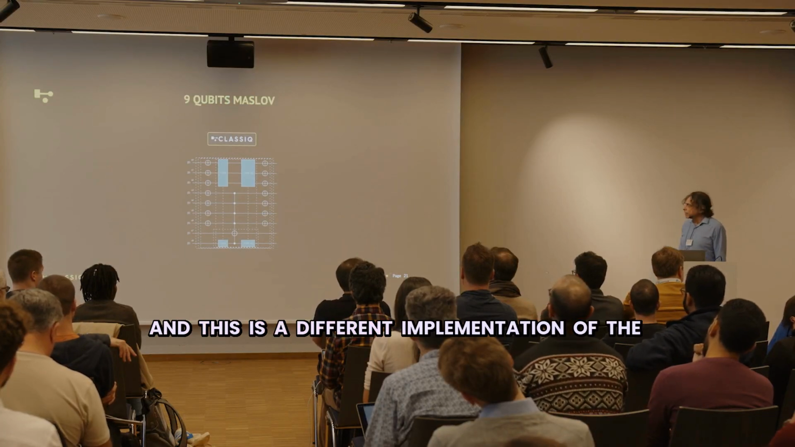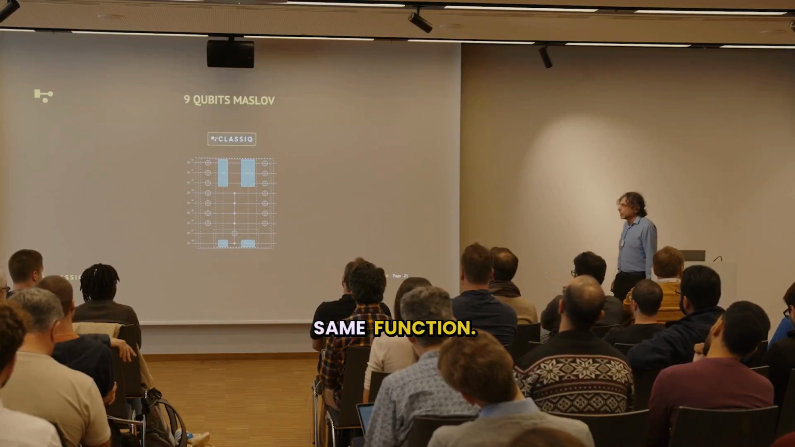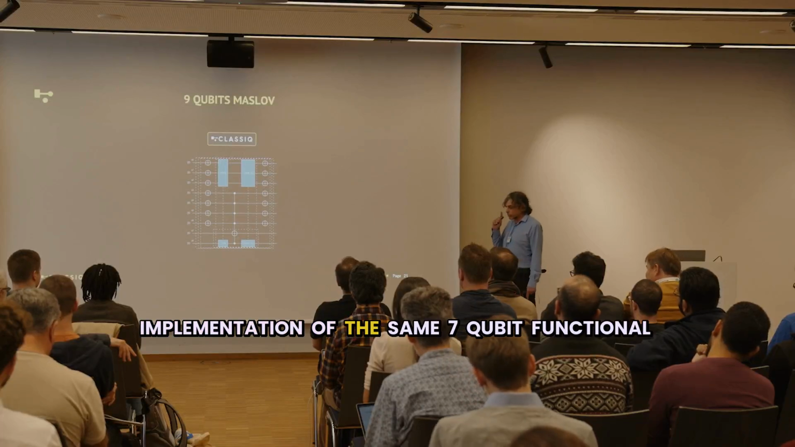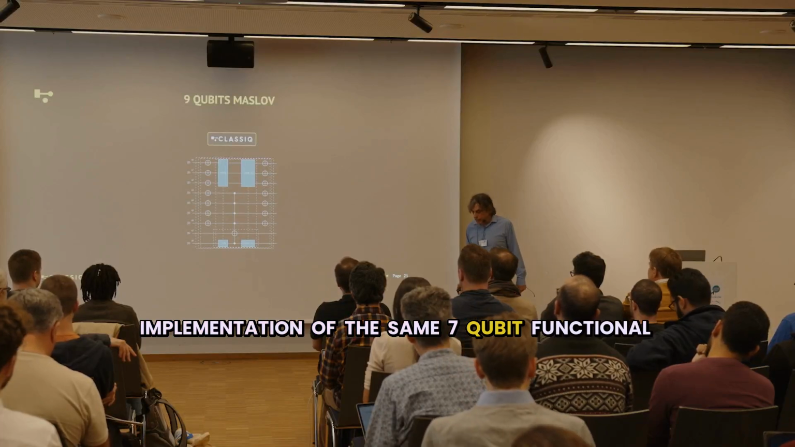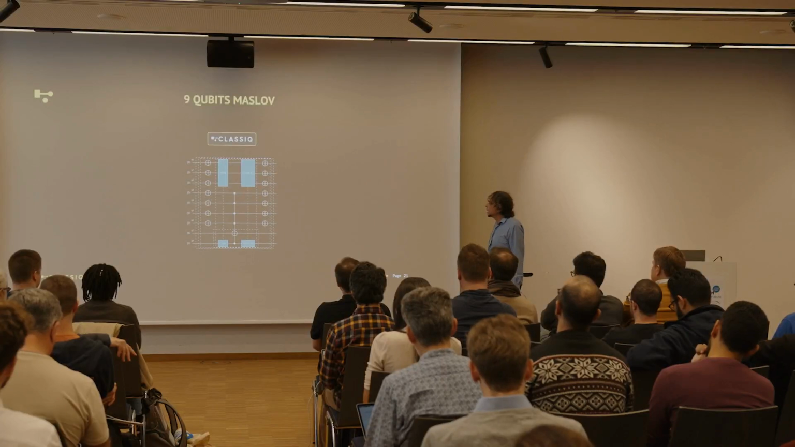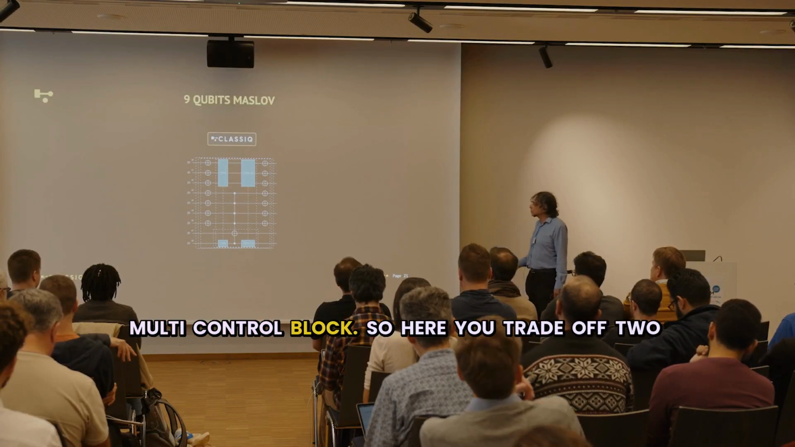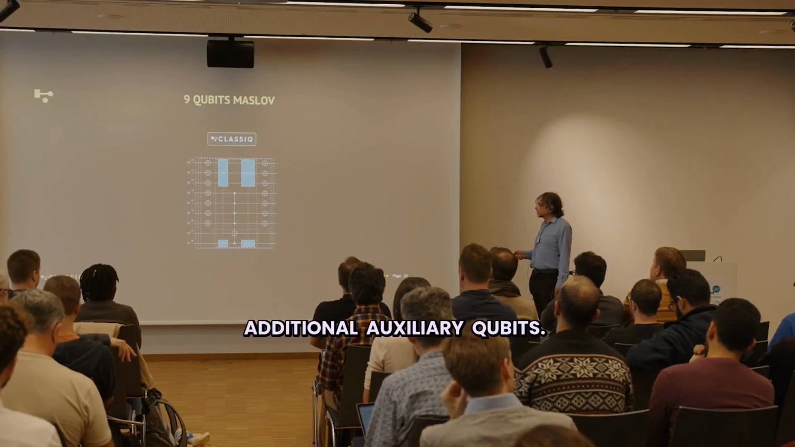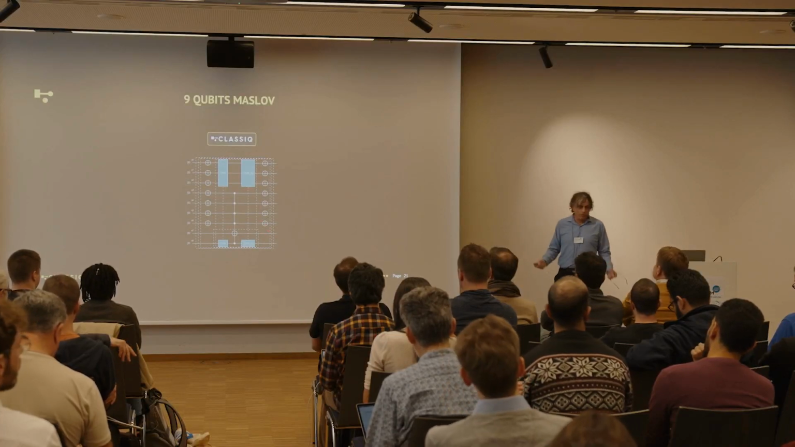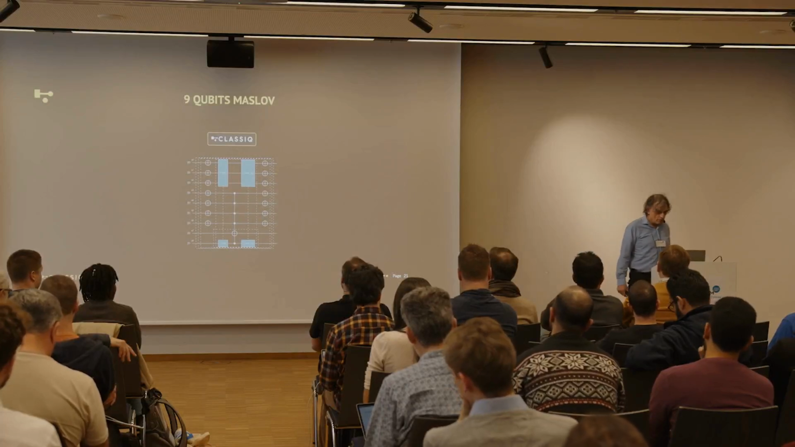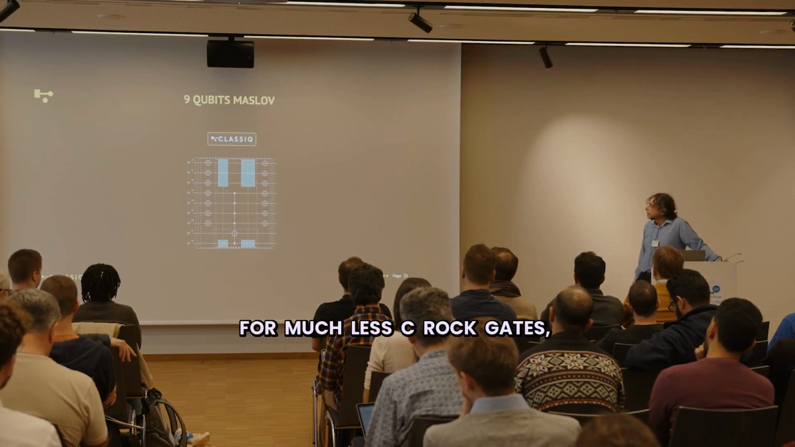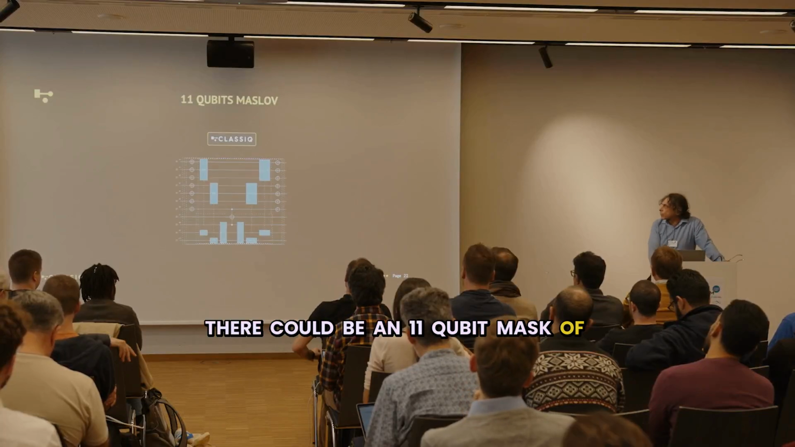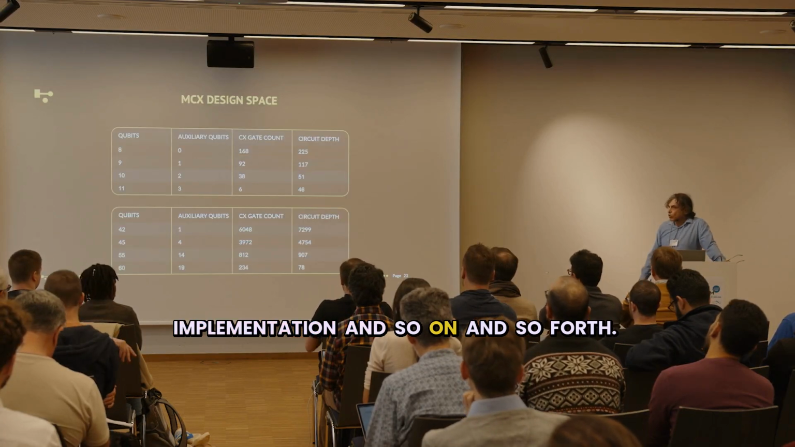And this is a different implementation of the same function. This would be a 9-qubit implementation of the same 7-qubit functional multi-controlled NOT. So here you trade off 2 additional auxiliary qubits, if you have them, for much fewer CNOT gates. There could be an 11-qubit implementation, and so on and so forth.